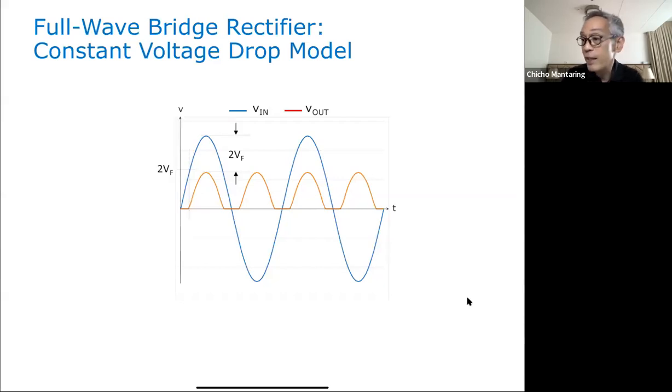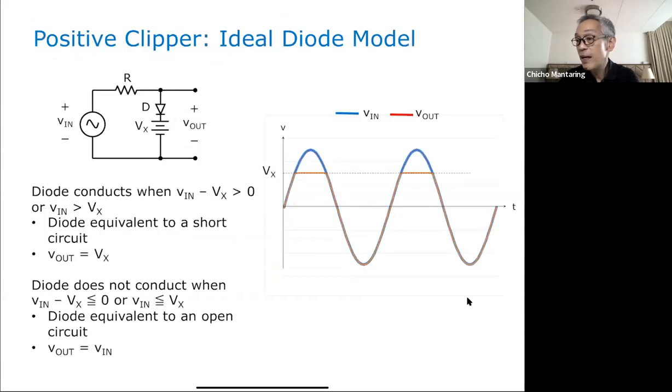I'll move now to the next circuit. The next circuit is what we call the positive clipper. And this is the circuit of a positive clipper. So I have my input, a series resistor, and then shunted across my output, or parallel to my output, is a diode in series with a voltage.